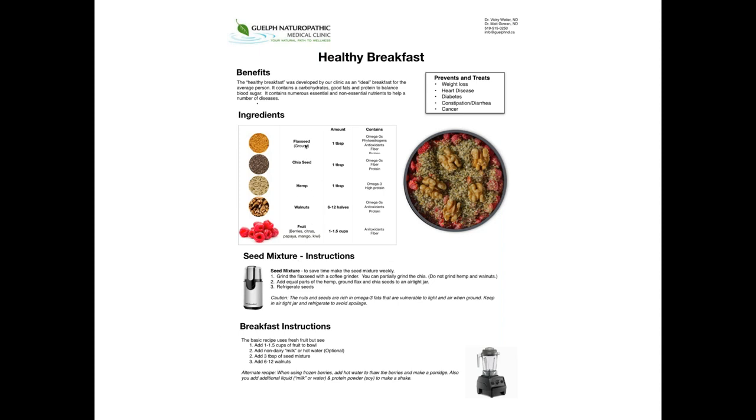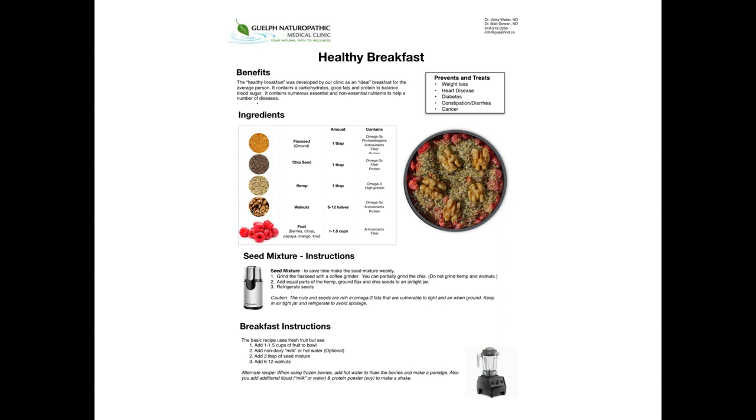So I use a little coffee grinder, grind flax and chia once a week, add the hemp in, and keep it in the fridge so it doesn't go rancid. And then you get your fruit out. If it's frozen, you add hot water to it. You add your seeds to it. It'll turn into a porridge or you can blend it. If it's fresh, you just sprinkle it on dry.